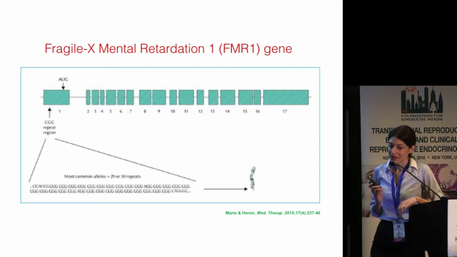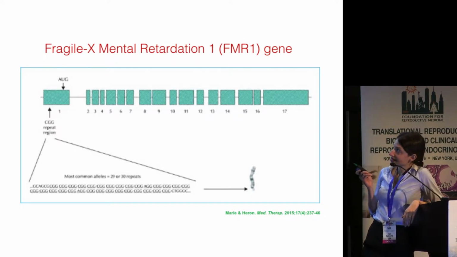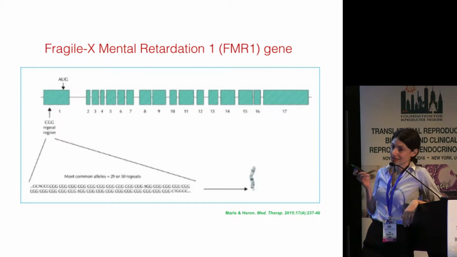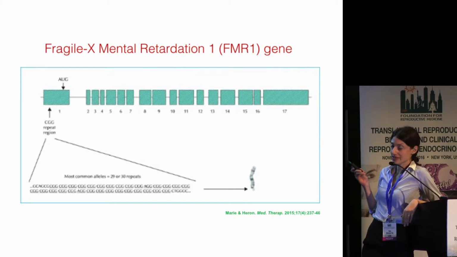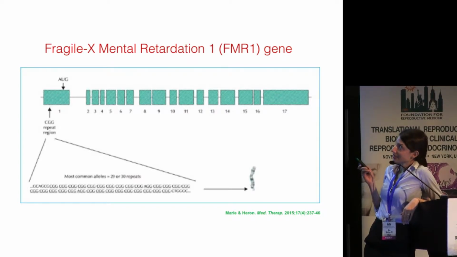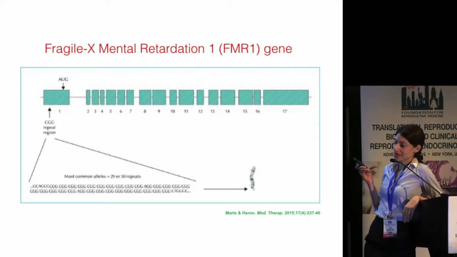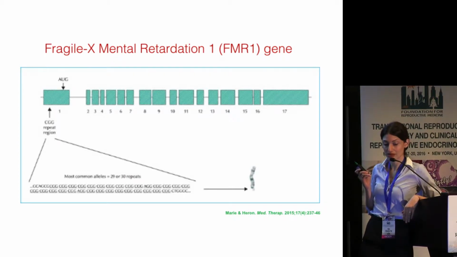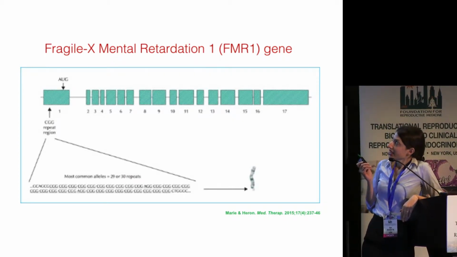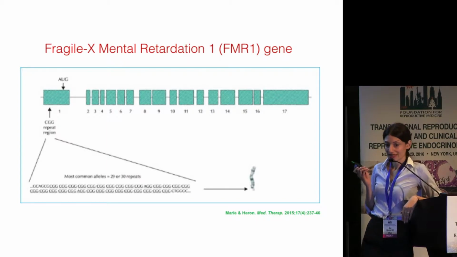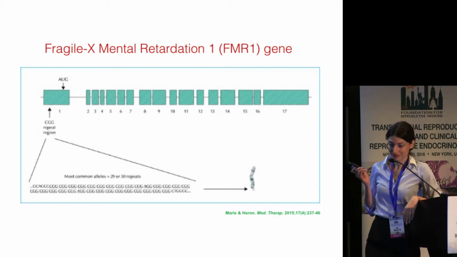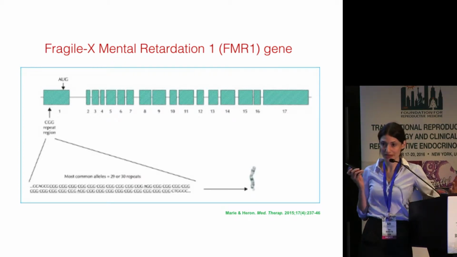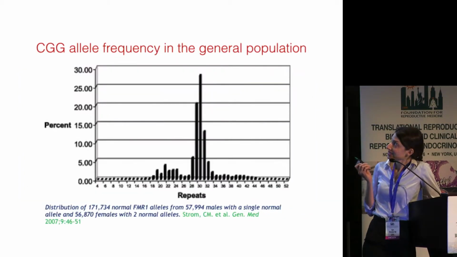So the Fragile X mental retardation gene has a CGG repeat region in the 5' untranslated region. This is a region that is not in the open reading frame of the gene, so it does not affect the coding region. It doesn't affect the amino acid sequence of the protein. It is highly polymorphic. It repeats a different number of times in different individuals.